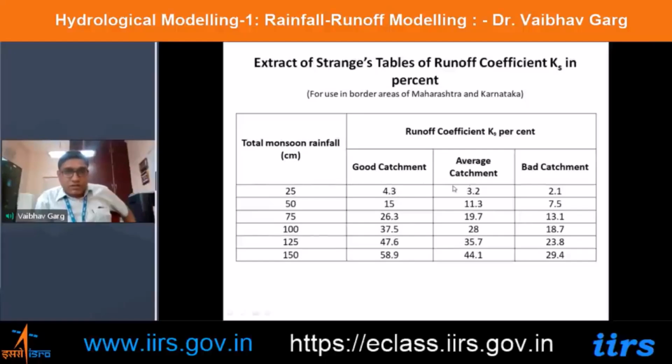So this is how the good catchment, average catchment, and bad catchment are defined. If your rainfall is this much, you can take the Ks value from this lookup table, and you can estimate how much runoff can be generated if this kind of rainfall is occurring in the watersheds on the border of Maharashtra and Karnataka. So these are the empirical approaches.